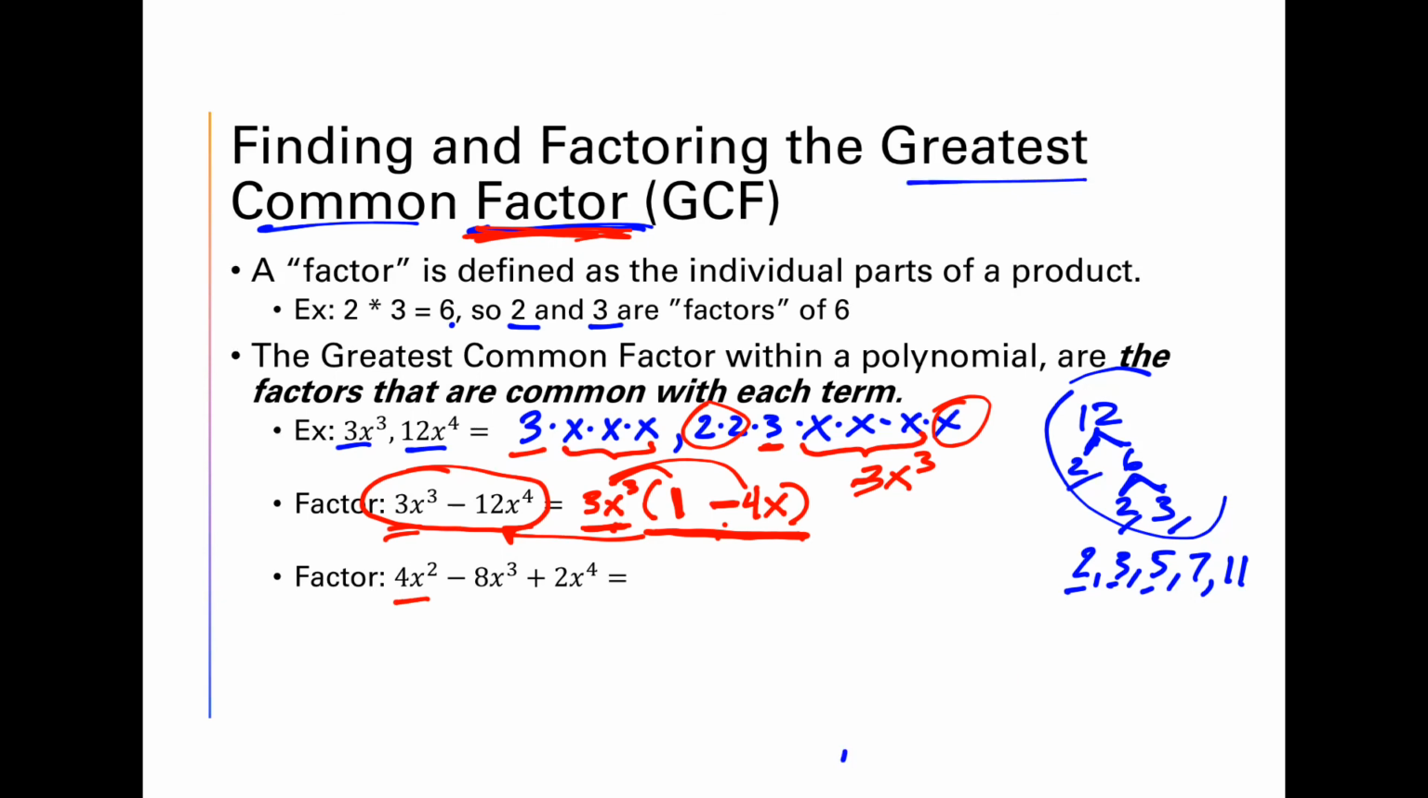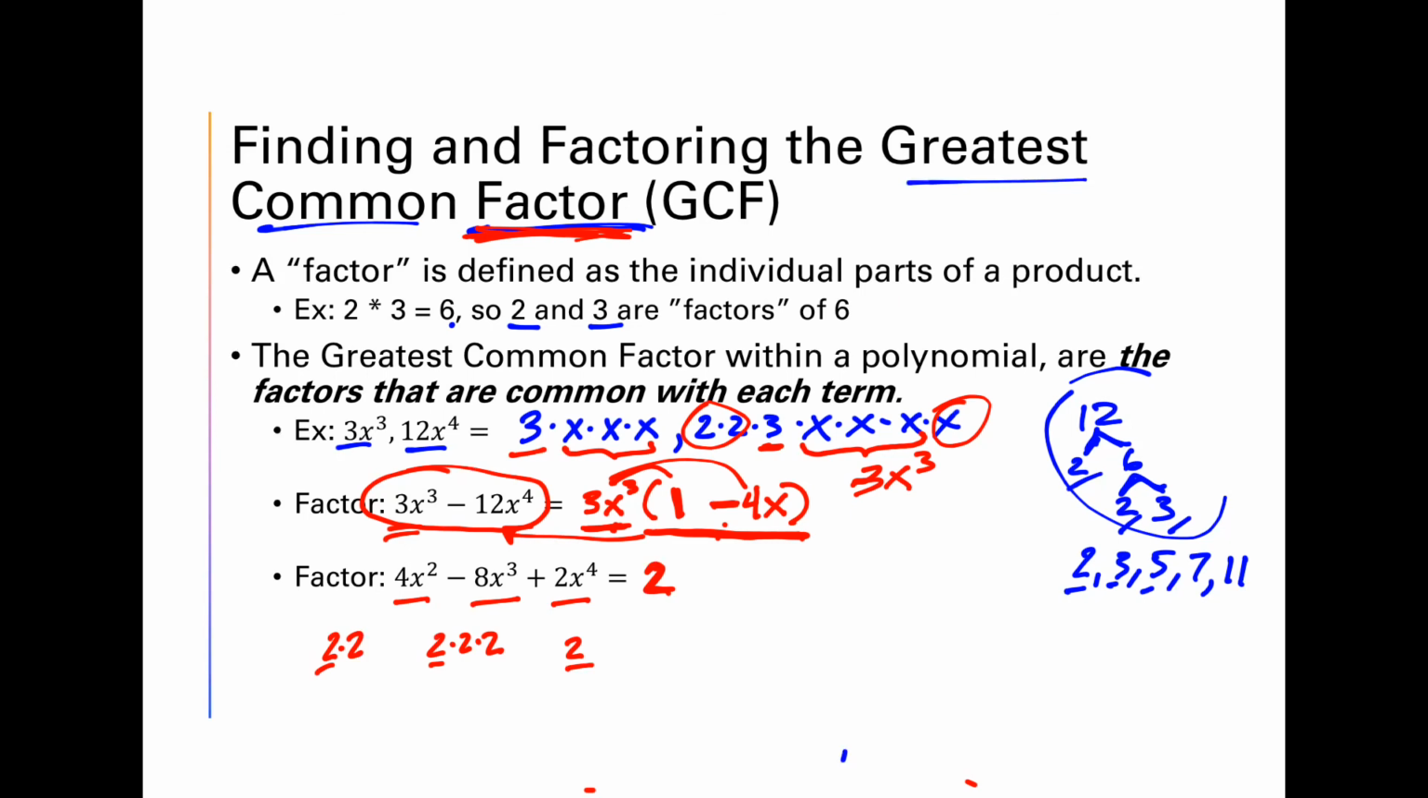All right, so looking at this last one here, when I think of the numbers 4, 8, and 2, the largest number that they all share, 4 could be written as 2 times 2, right? 8 could be written as 3 2s, and 2 is just written as 1 2. What do they share? Well, they all share a 2, 1 2. So we can never go higher than your lowest factor there. So since 2 goes into everything, 4 is divisible by 2, 8 is divisible by 2, and 2 is divisible by itself. 2 is my greatest common factor.